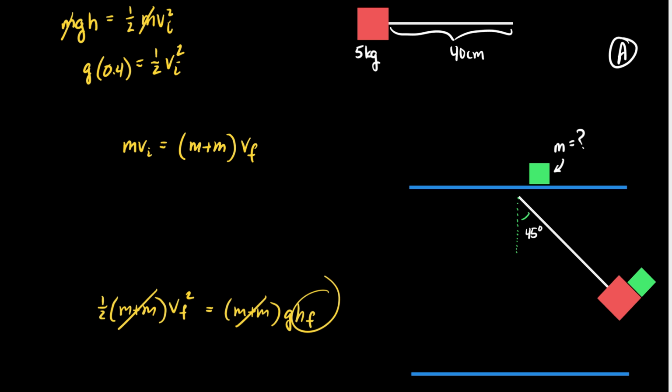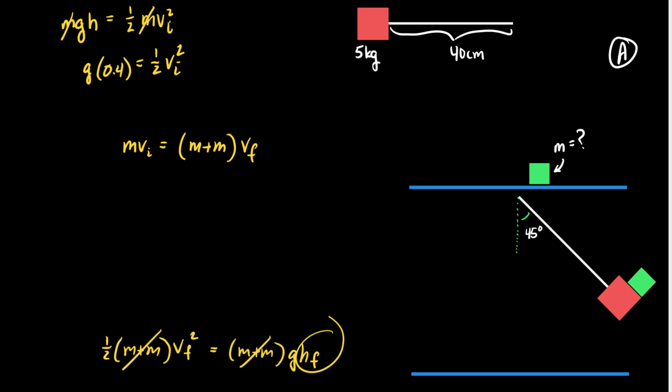And actually, I'm going to work upwards on this one. 1/2 v final squared equals g times h final. They didn't give me h final. But the length of the string is the same, isn't it? And did we just a moment ago talk about the trig on this? Oh, so we know 0.4 times (1 minus cosine 45).